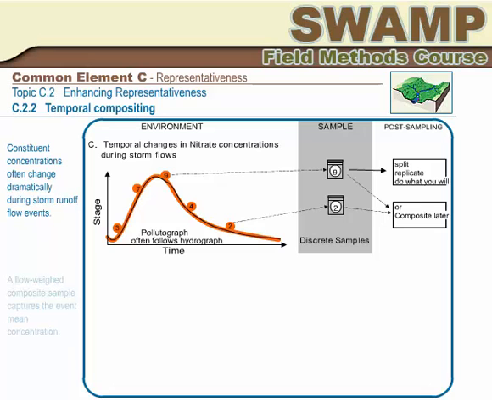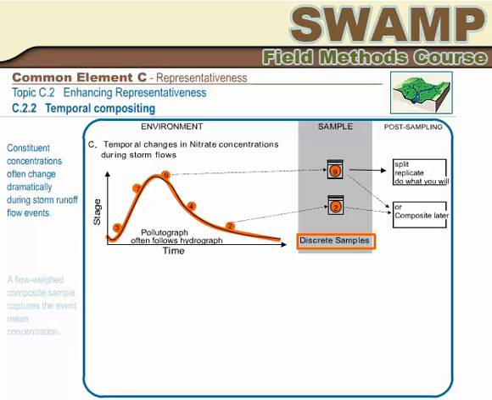If you want to characterize the temporal variability in concentrations, you will need to collect a number of discrete grab samples during the rising limb of the hydrograph, or when the level in the stream is rising, during peak flows, and during the falling limb of the hydrograph. Then you need to analyze them as discrete samples.